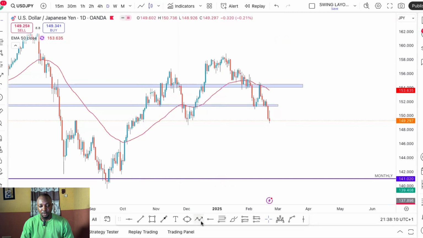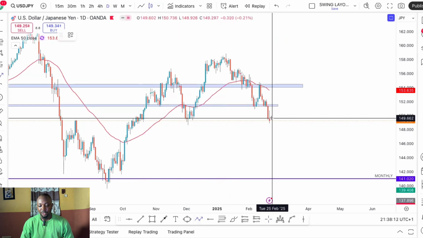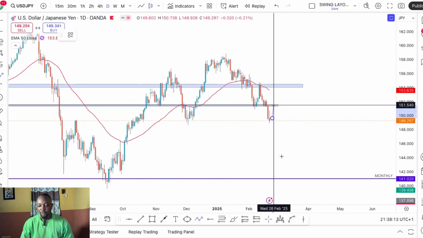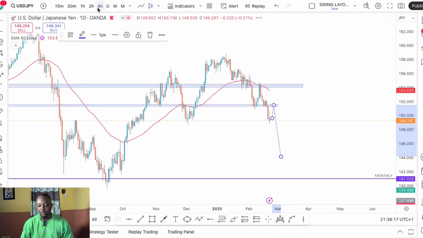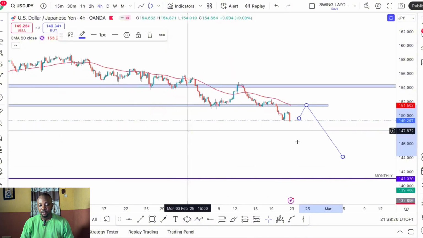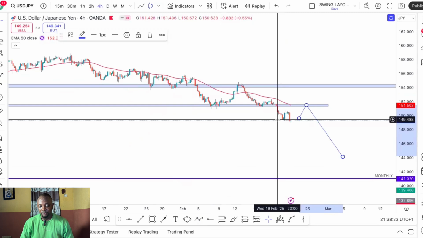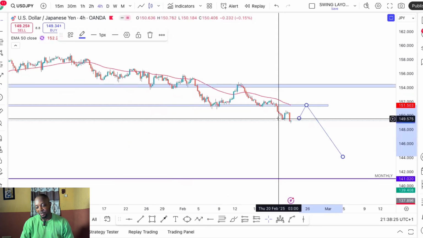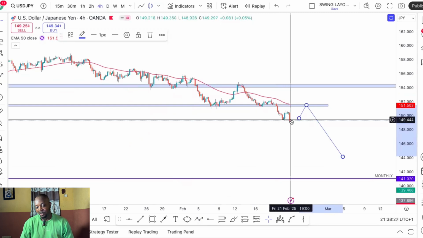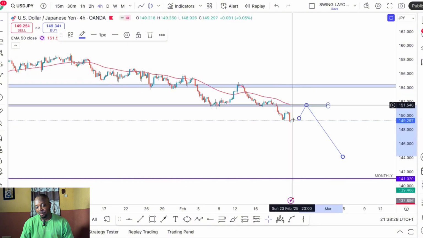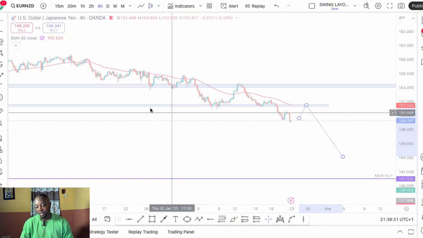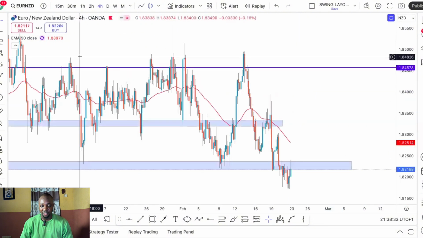USD JPY. I'm bearish on USD JPY. Waiting for a pullback, retest, reject before we can look for entry to the downside. Or nah, I wouldn't be interested in taking a retest of this support. I want the market to retest back at this level before looking for entries.